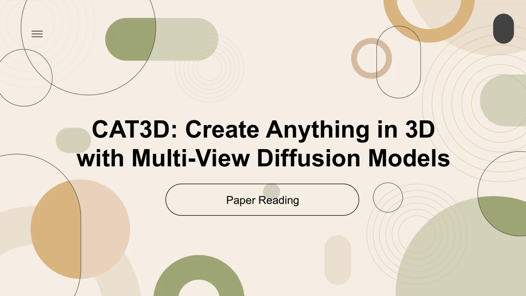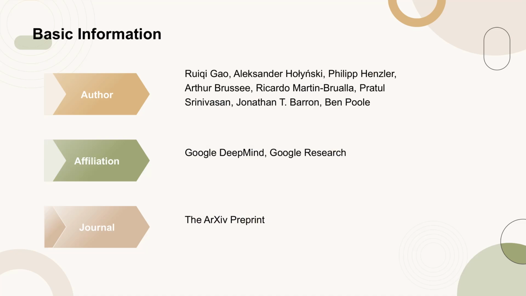Today's paper is titled, CAT3D, Create Anything in 3D with Multiview Diffusion Models. This paper was published on the arXiv preprint server by Ruiqi and colleagues from Google DeepMind.